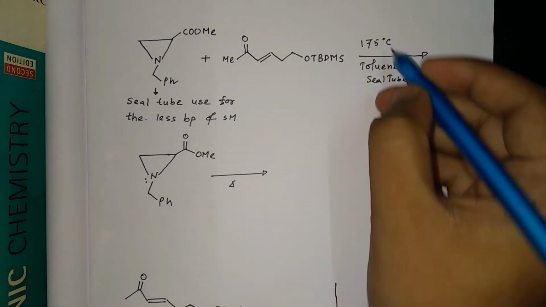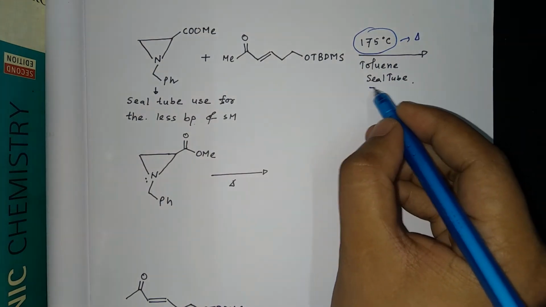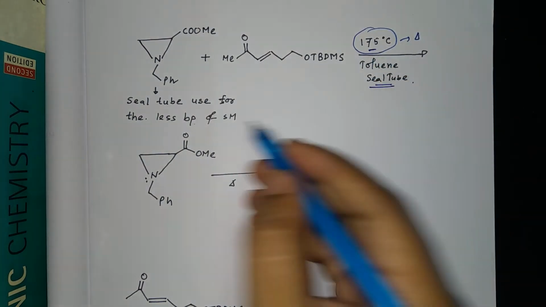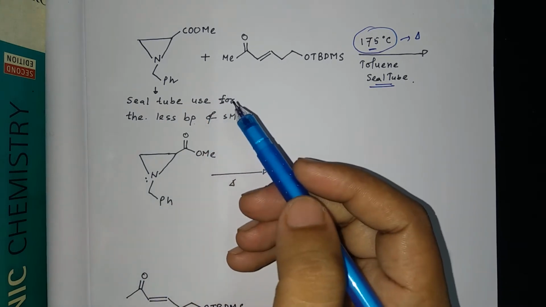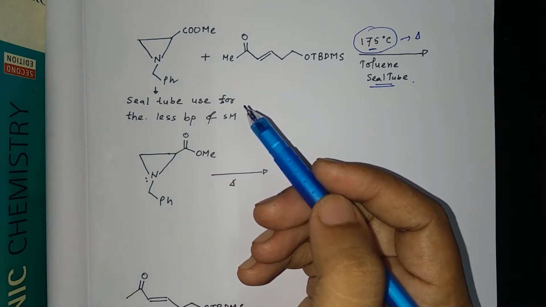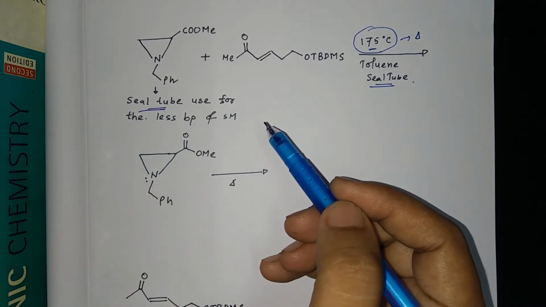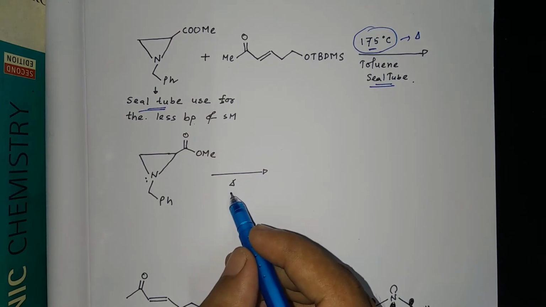So this 175 degree centigrade, so this is a heating condition, and this is in the seal tube. Because of this high temperature, maybe any of the starting material may be volatile, so that may come out from the reaction vial. So therefore they use a seal tube to make it intact inside the reaction vial. So when the heat is given, then what will happen?